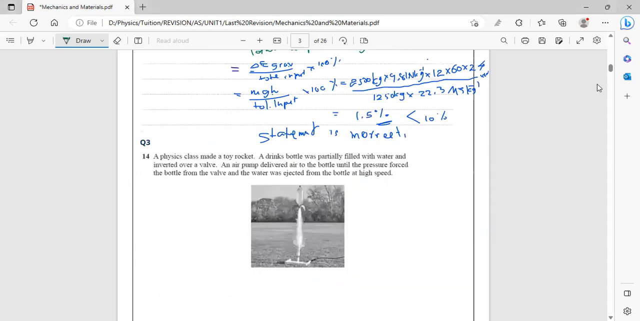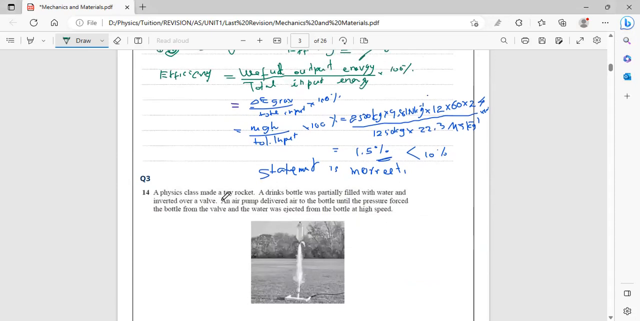Right. Question number 3. A physics class made a toy rocket. A drinks bottle was partially filled with water and inverted over a valve. An air pump delivered air to the bottle until the pressure forced the bottle from the valve and the water was ejected from the bottle at high speed.